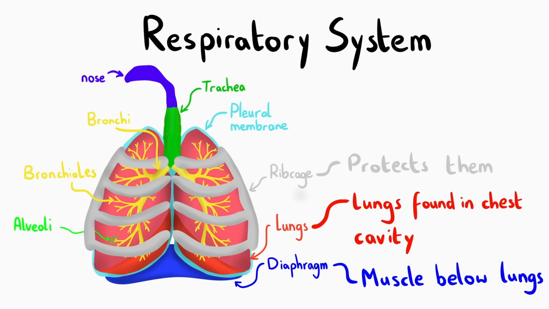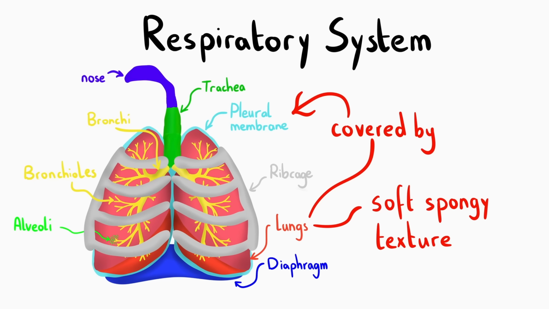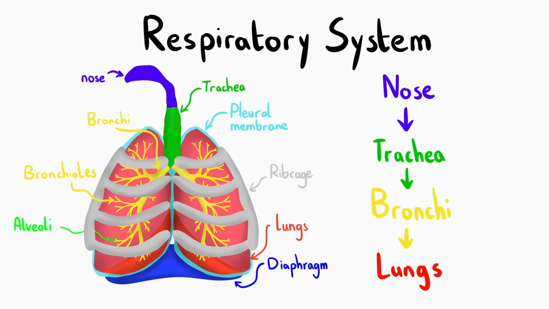This system uses lungs, which are located in the thorax, in the upper part of your body. They're protected by the ribcage and separated from the lower body by the diaphragm. The lungs themselves are soft, spongy organs that appear pink and are surrounded by a protective membrane called the pleural membrane.